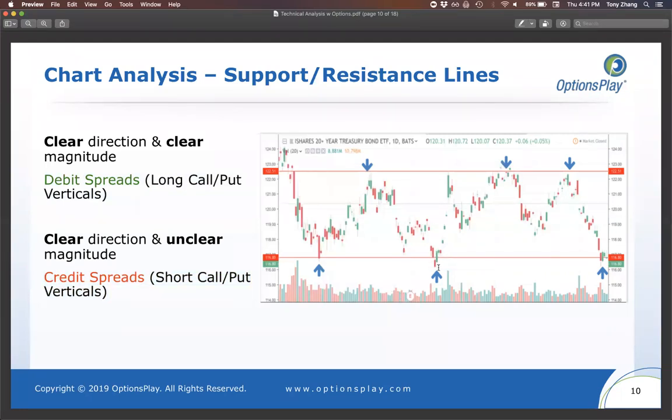So when it hits that floor, you can sell a put credit spread, and when it hits that ceiling, you can sell a call credit spread. And as long as it doesn't exceed those levels, you'll be able to profit from this strategy.